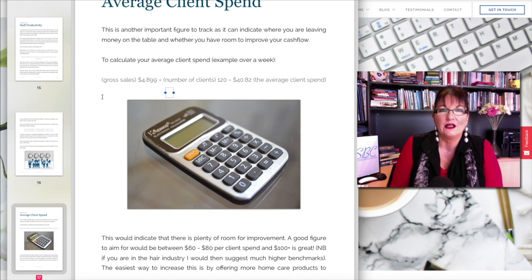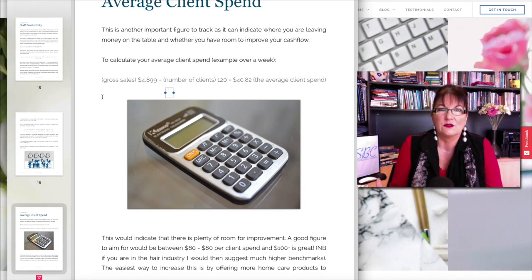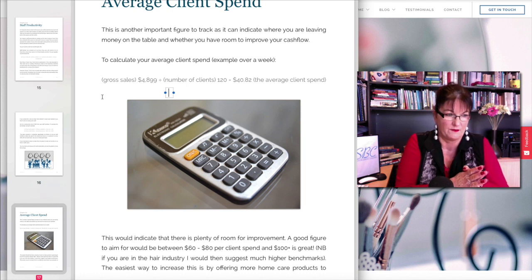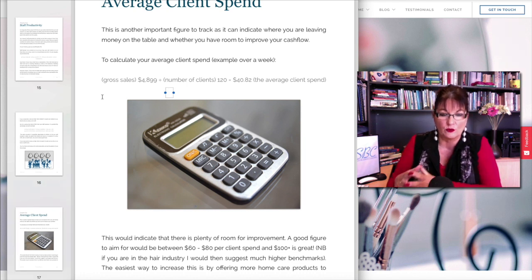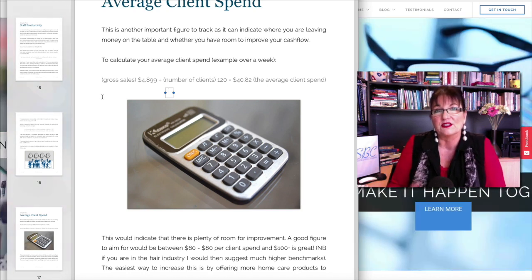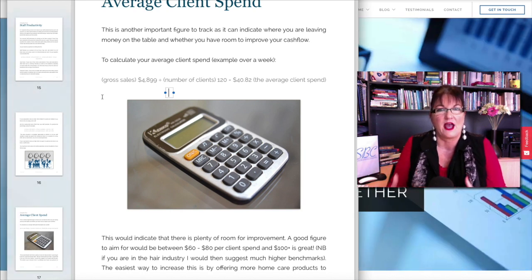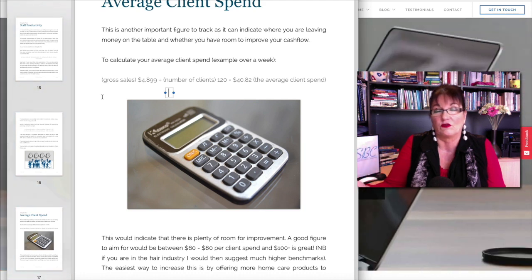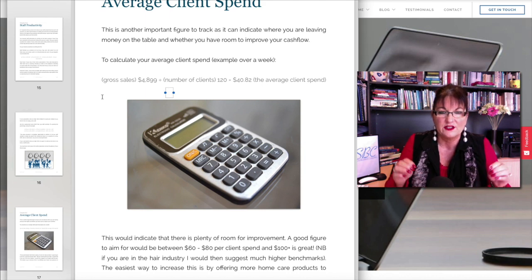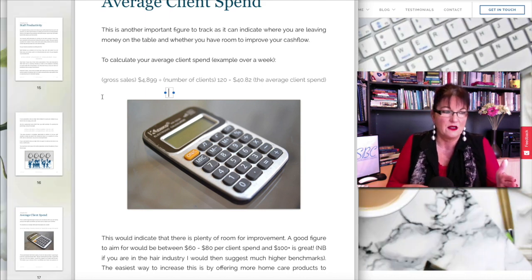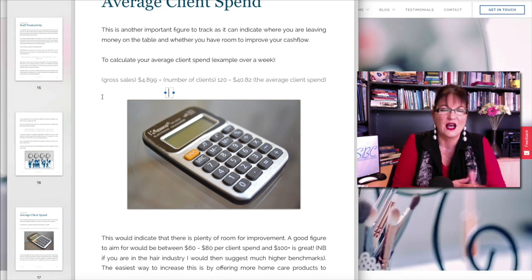You want to be looking around about, now of course this depends on whether you are just a nail salon or a lash salon or a beauty salon or a skin clinic. If you're a skin clinic, then you want to be looking at an average client spend anywhere from $150 to $300. If you're an across the board sort of dabbling in a bit of this and a bit of that beauty, then you would want to be aiming for at least $120 average client spend. And if you're starting out, probably between $60 and $80 average client spend.